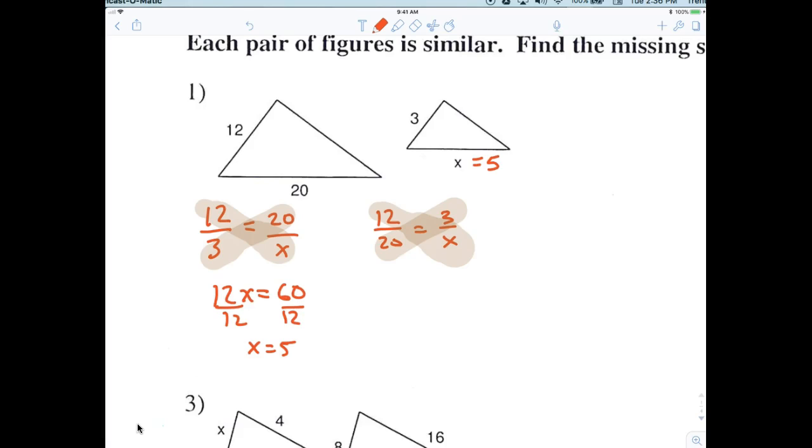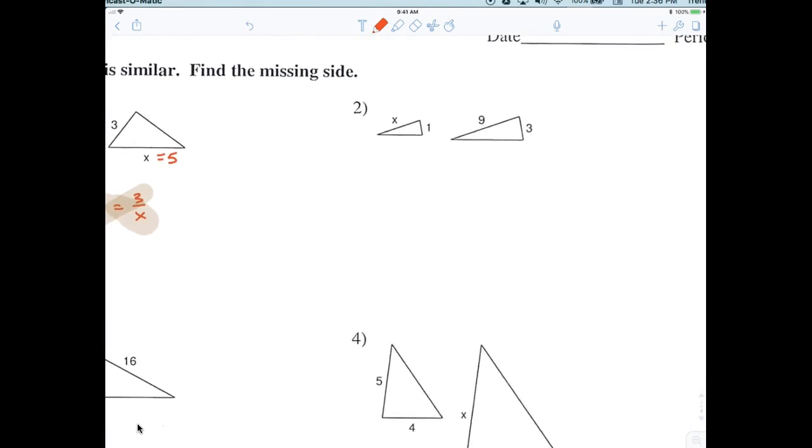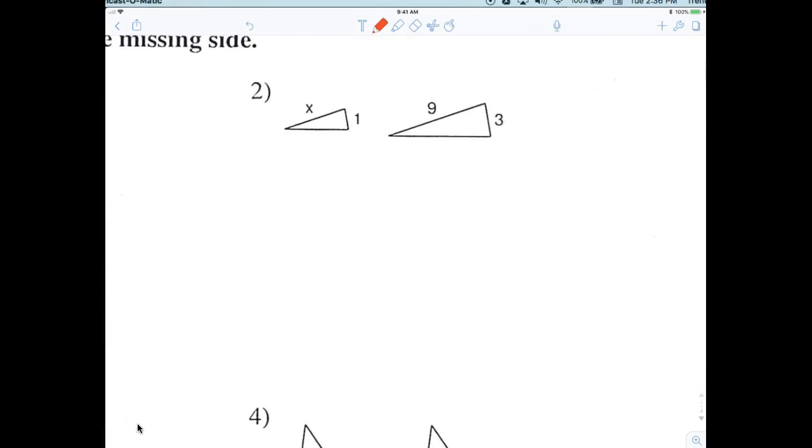Quickly. Because 3 times 20. You good or not? All right. So everybody take a look quickly at number 2. And I'm going to set up number 2 for me.